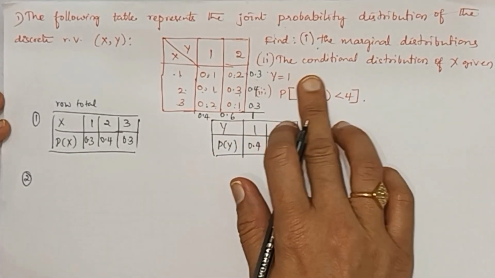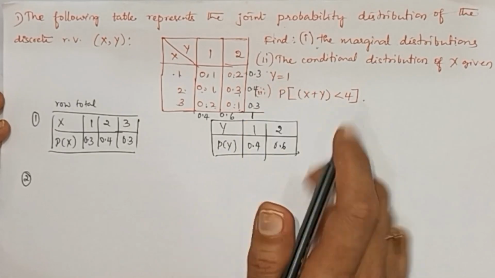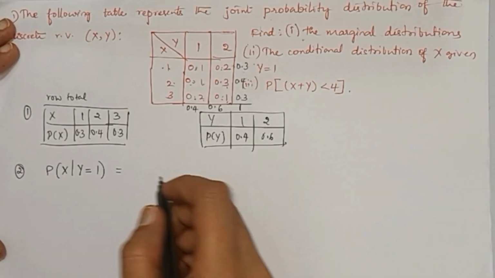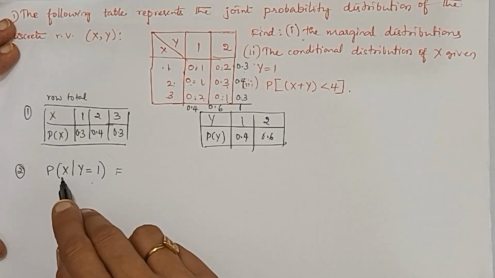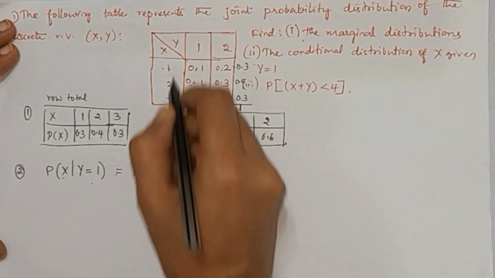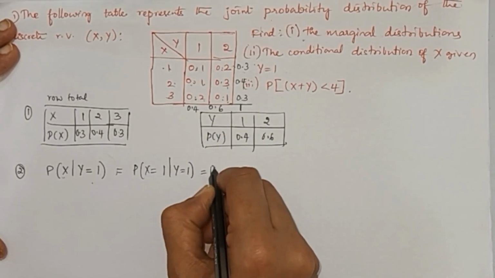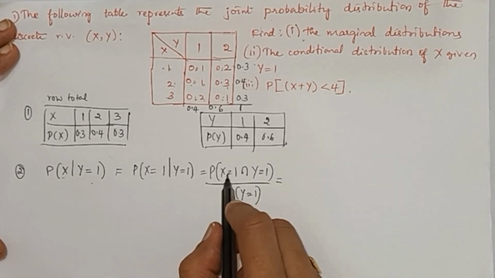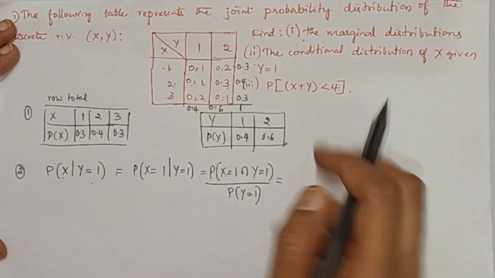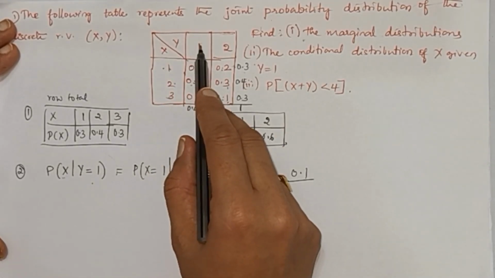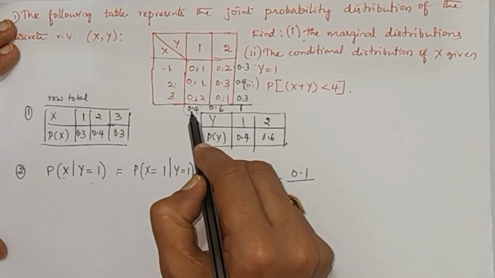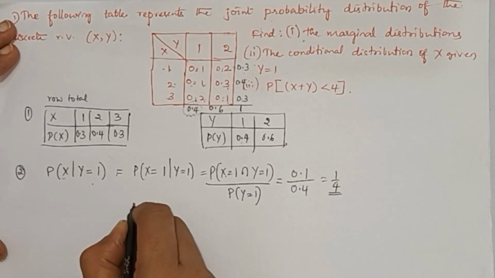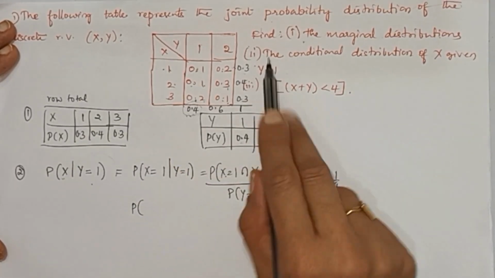Second one, the conditional distribution of x given that y equal to 1. So here, probability of x given that y equal to 1. You have to find the conditional distribution for different values of x. First, p of x equal to 1 given that y equal to 1. So that is p of x equal to 1 intersection y equal to 1 by p of y equal to 1. Both x is 1, y is 1 means 0.1 divided by probability of y equal to 1. Y equal to 1 means this marginal probability, here it comes 0.4, which is 1 by 4. Similarly, y is fixed given that y equal to 1, which doesn't change.